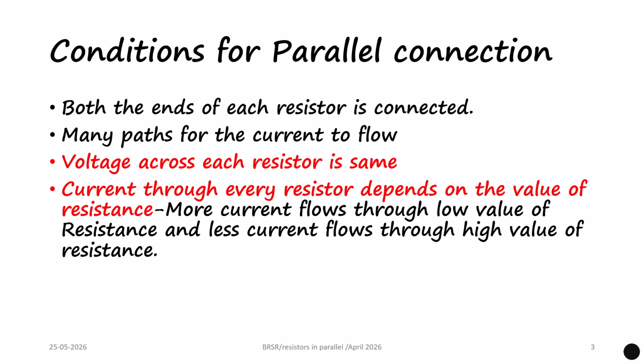The main condition for the parallel connection is that the ends of each resistor are connected. Both the ends are to be connected to the respective ends of the other resistor. In the parallel connection, there are many paths for the current to flow, but the voltage across each resistor will be the same. The current through each resistor depends on the value of the resistance. More current will flow through a low value of resistance and less current will flow through a high value of resistance.